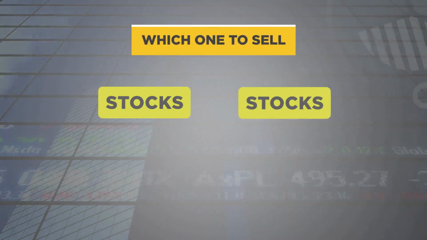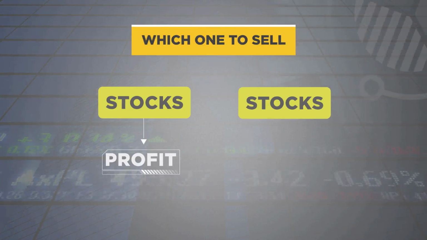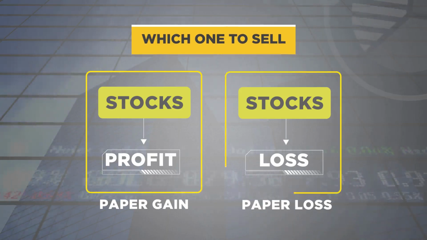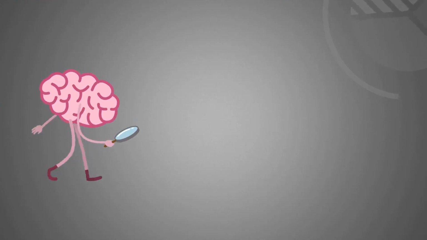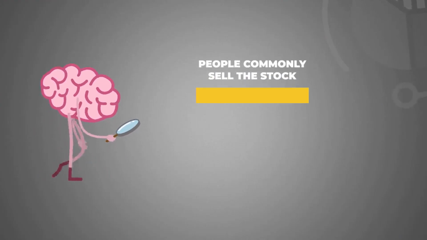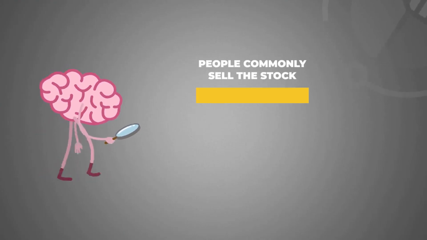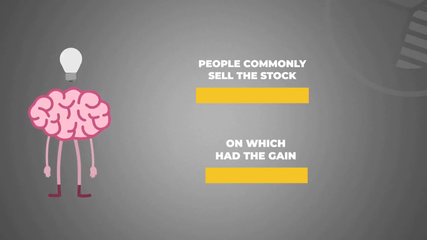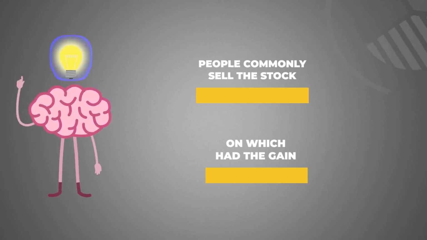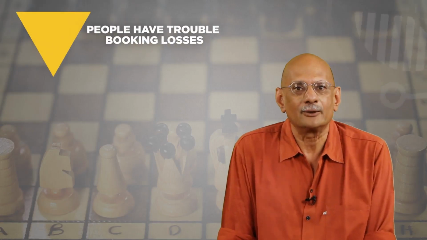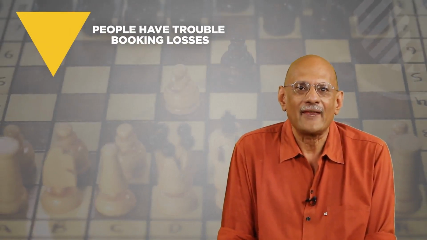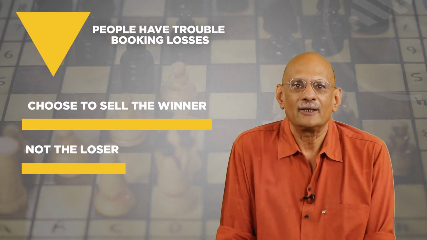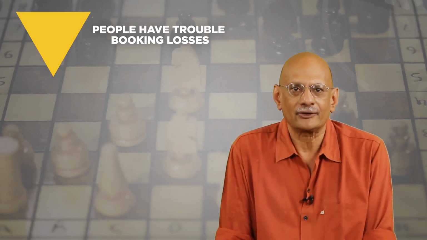So suppose now that you have an urgent need of cash and you have to pick one of these two stocks to sell. Remember, one had a paper gain and the other one had a paper loss. The most common thing that I find people doing is that they sell the stock on which they had the gain, thinking probably that at least that gain was somebody else's money that came towards meeting your urgent cash flow needs that caused you to sell the stock in the first place. What I would argue, and I want to convince you of, is that people choose to sell the winner and not the loser because they have something against realizing a loss.